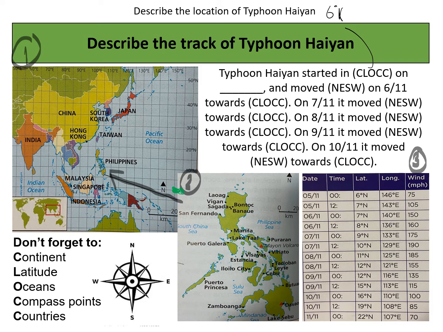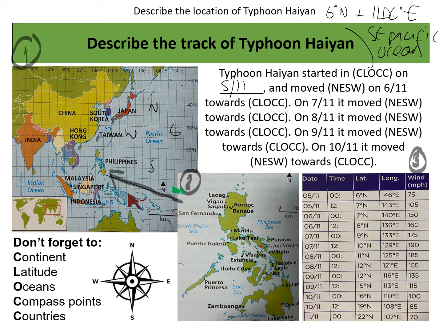Okay, so you might want to write here, it started 6 degrees north and 146 degrees east, okay, which is in, you know, if this is the Pacific Ocean, we've got north, east, south, west. It happened in the south or the southeast Pacific Ocean. So this is the southeast Pacific Ocean.